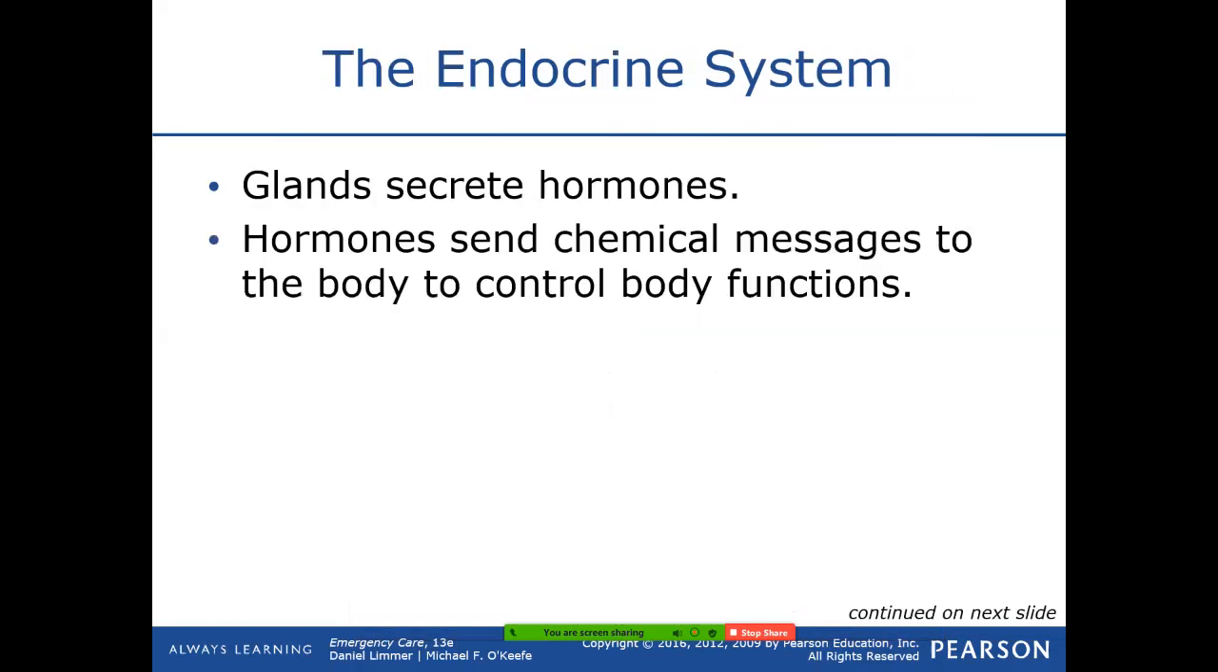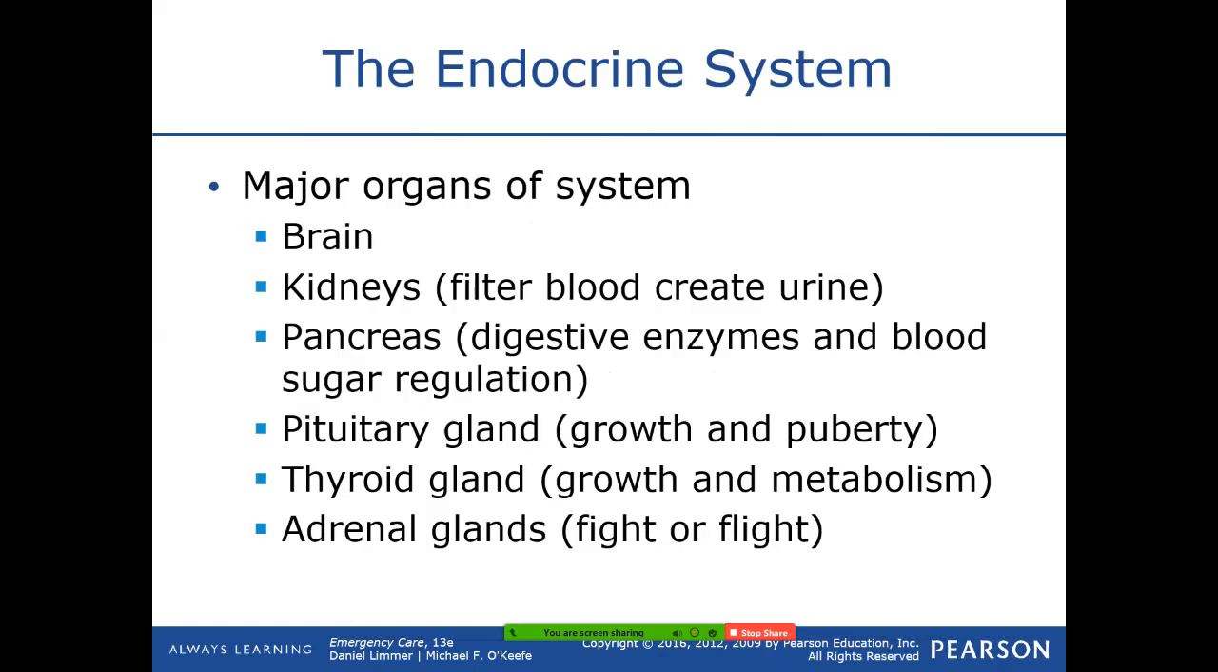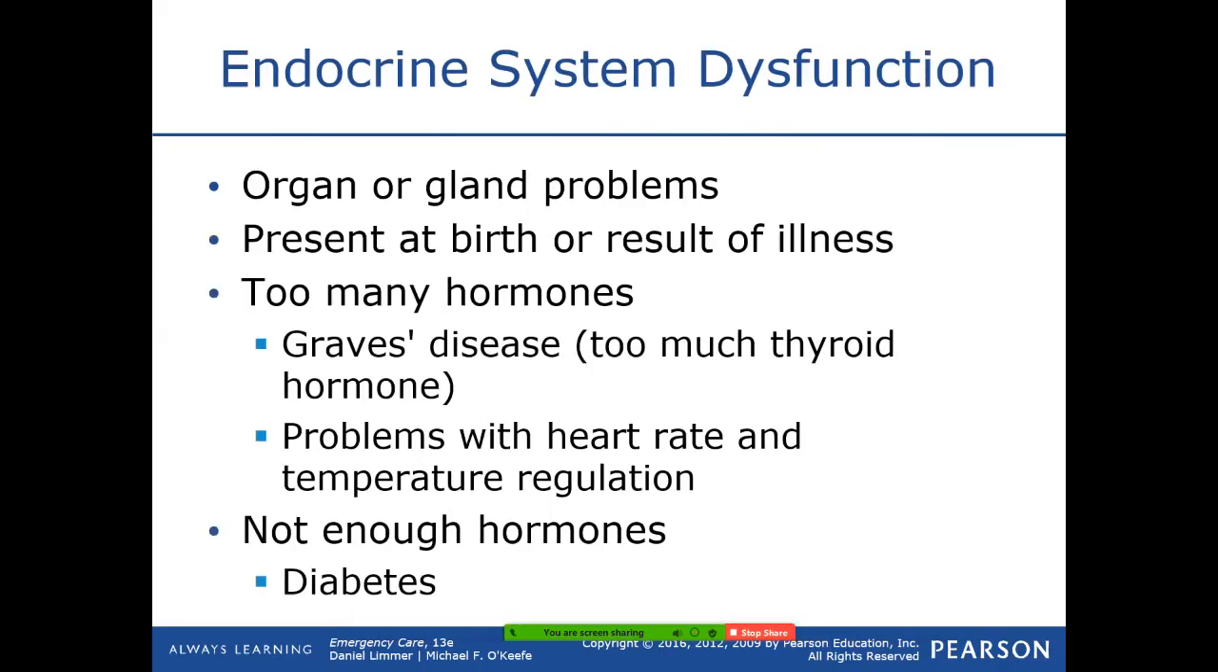Okay. The endocrine system secretes hormones, the glands secrete hormones. The hormones send chemical messages to the body to control body functions. Okay, major organs in the system, talking about our brain, kidneys, pancreas, pituitary gland, thyroid gland, adrenal glands. Okay, you should know where these things are located in the body. You should know roughly what they do. Okay, endocrine system dysfunctions, organ and gland problems present at birth or result of an illness. A lot of times people are born with these things, not always, but a lot of times they are.